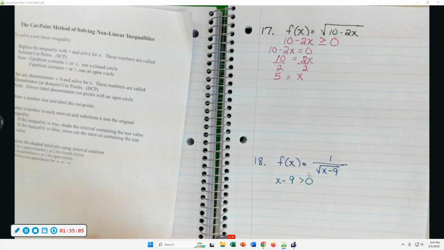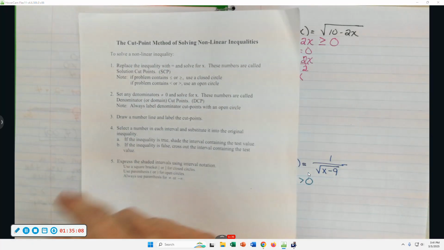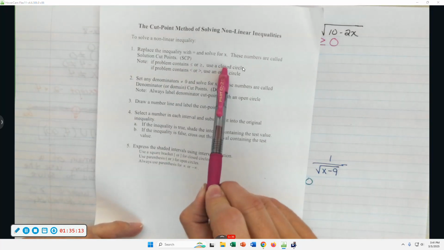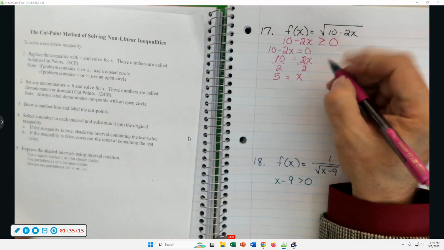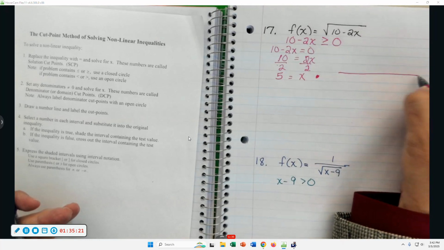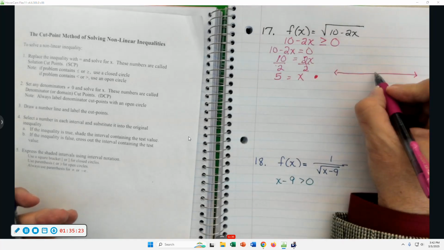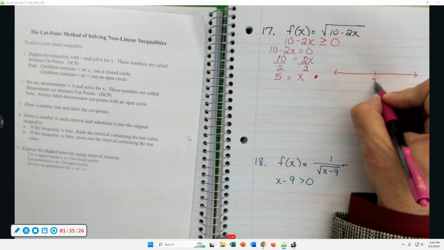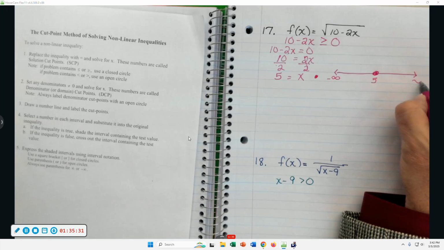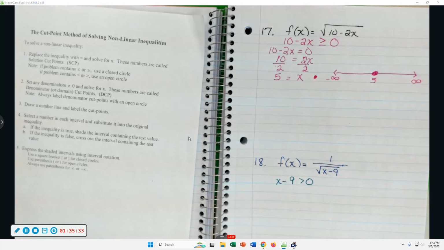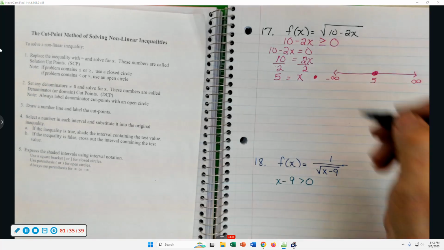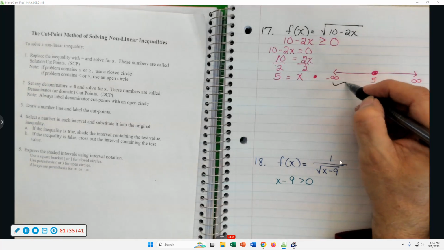Now, just like with those other cut point problems, if there's an equal sign, use a closed circle. So we're going to draw the number line. There's only one cut point, 5, with a closed circle. We have to test something. What do y'all think we'll test? 0. Which interval contains 0? Left or right? Left, okay.